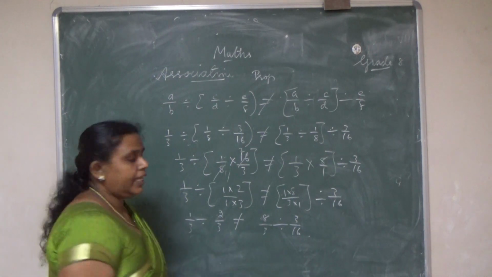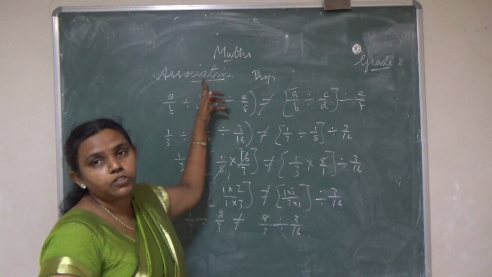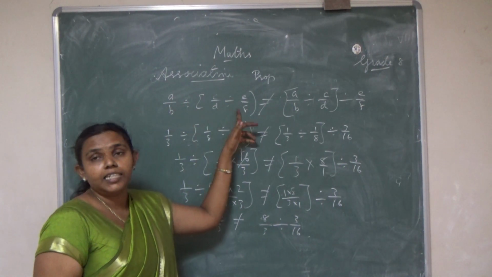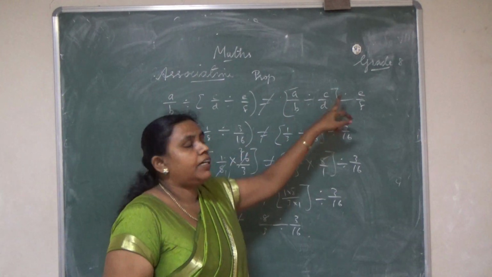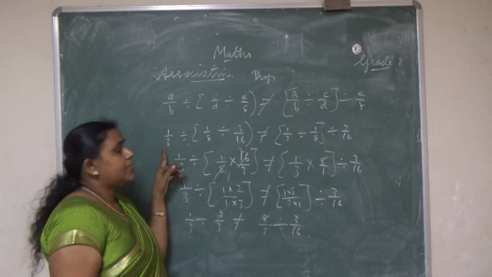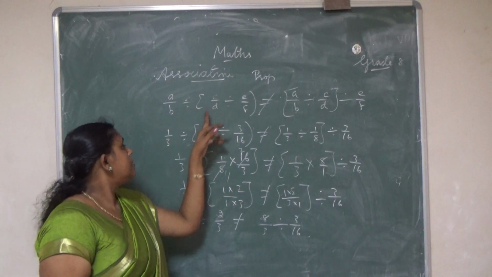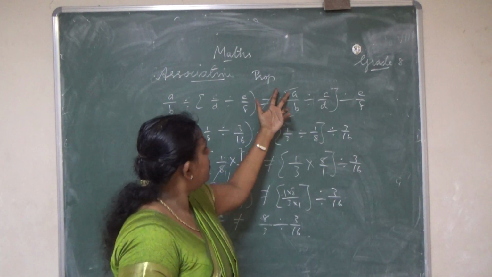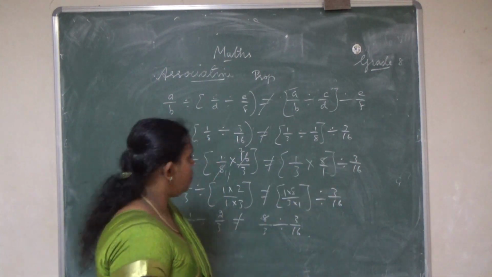Okay. So the next step. Understand now? So associative property: A/B divided by C/D divided by E/F, we need three numbers, is not equal to A/B divided by C/D divided by E/F with different grouping. So I took A/B, we are proving with one example. A/B I took 1/3, C/D I took 1/8, E/F I took 3/16. That is not equal to A/B, 1/3. Okay. So we did.